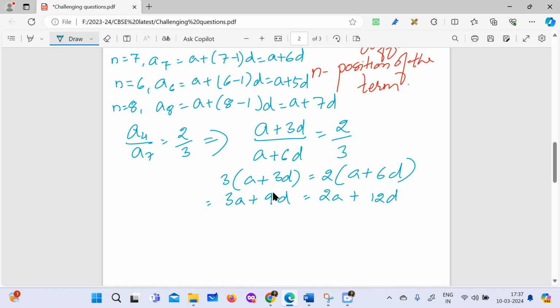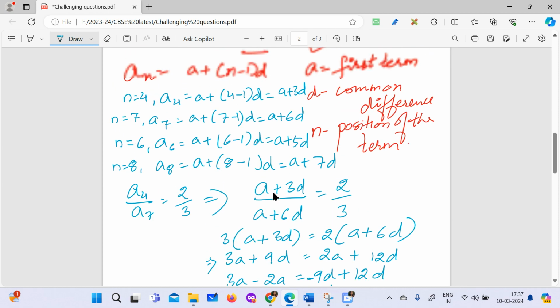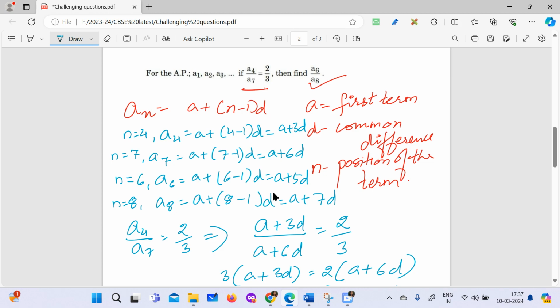Okay, so what we can do is bring all the a's to one side and d's to one side. So 3a minus 2a equals minus 90 plus 12d, and this will give you a equals 3d. So we got the value of a here, right? Now our question is we have to figure out the value of the ratio a6 upon a8.